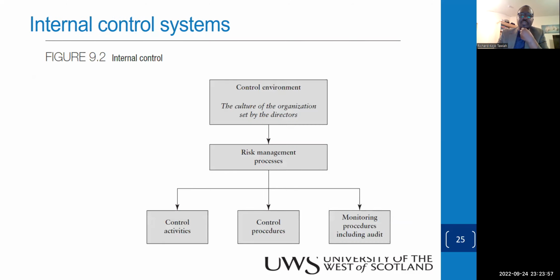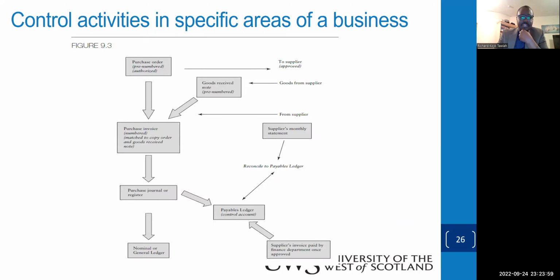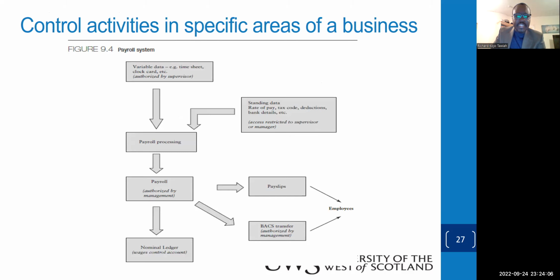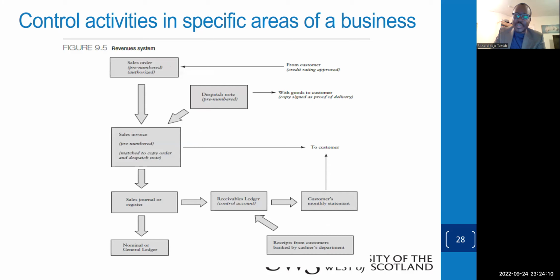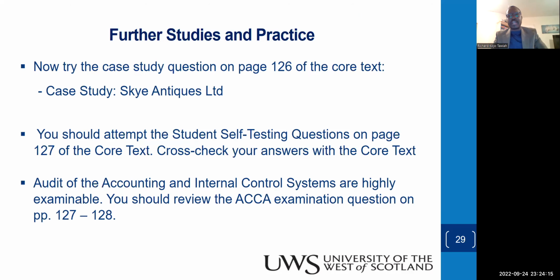I leave the rest to the appendices: control activities on purchases with some kind of flow charts, and then payroll, some kind of flow chart. You can use Microsoft Visio to prepare all of this. It is quite easy to do. Revenue systems, and then we'll look at further questions. So look at the case study on Sky and Tix, and also consider the ACCA past exams on pages 127 to 128.